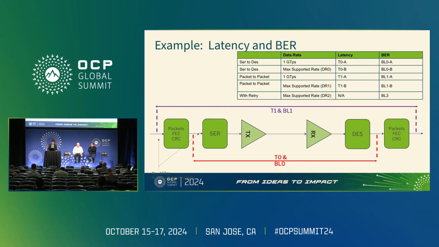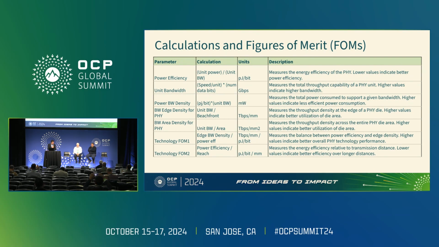So, I think there are two tables I want to present here. Mainly, one is the calculation and the figures of merit. There are a few important parameters which you mostly calculate, as mentioned in the previous slide. One of them is power efficiency, which measures the energy efficiency within the PHY. Typically, a lower value is better.